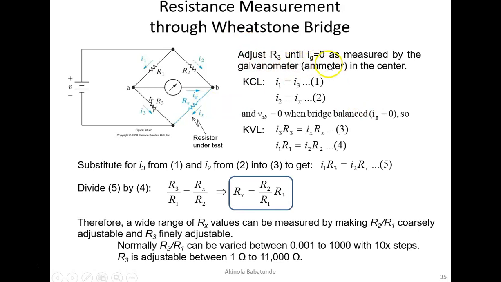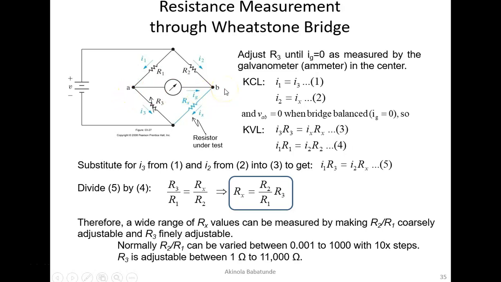You keep adjusting R3 until IG is 0 as measured by the galvanometer or ammeter in the center. So applying KCL, once IG is equal to 0, that simply means that the current flowing through this branch of the circuit will be the same current flowing through this branch of the circuit, because we had said that this IG would be equal to 0. So current cannot flow through this branch anymore, since we have varied R3 so large that current cannot flow through this branch anymore. So when that happens, I1 will be equal to I3, and then I2 will be equal to IX. So you keep those two equations.